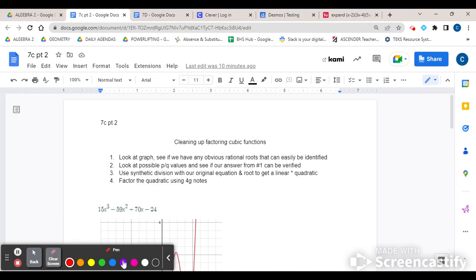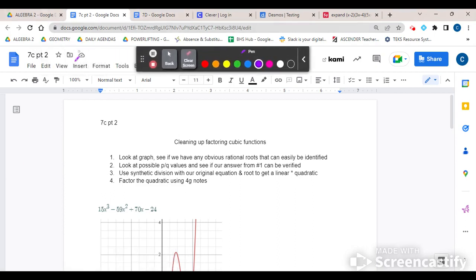Okay, good evening, guys. I wanted to do a video here to sort of clean up what we talked about in class on Tuesday. So I made another note sheet here, 7C Part 2. It's just kind of like the example that we did in class on Tuesday. I just wanted to do another one here for you guys.